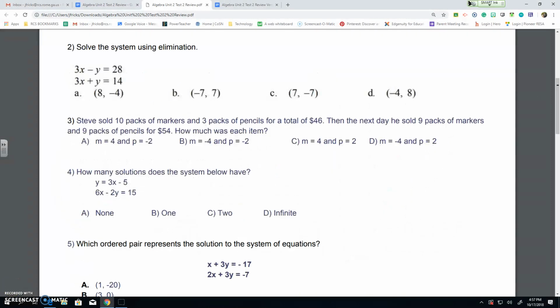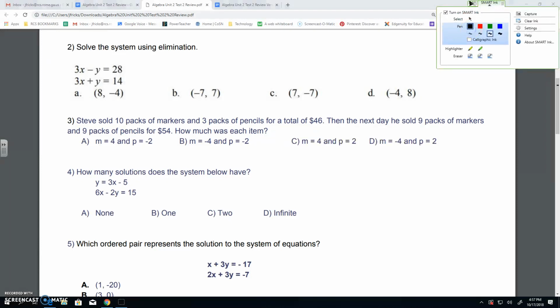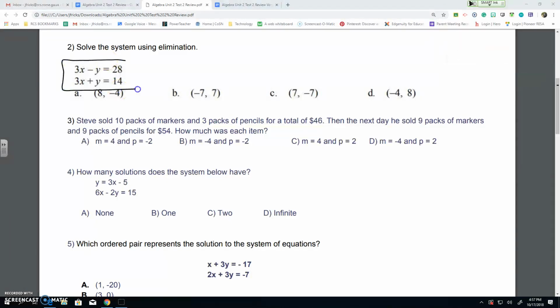In question number two, it says solve the system using elimination. So here I want to pay attention to what I have in this problem. It tells me that I have 3x minus y equals 28, and then I have 3x plus y equals 14. So what I want to do here is see if I have something that will eliminate itself. Here 3x and 3x added together would be 6x, so that doesn't eliminate itself. But here I have a negative y, which is technically a negative 1y, and a positive 1y. So negative 1 plus 1 will actually eliminate itself.